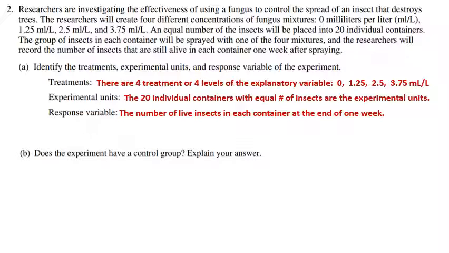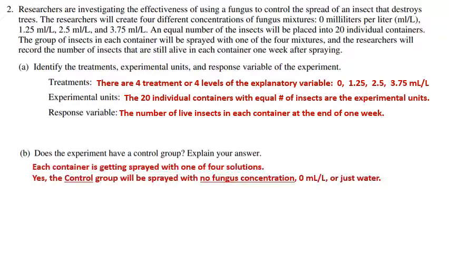Part B, does the experiment have a control group? Explain your answer. Clearly, yes, it does have a control group. Each container is going to be sprayed with one of the 4 solutions. The control group in this case is the one that has 0 concentration, 0 milliliters per liter, or just water. The control group's important here because maybe just putting the insects in the containers tends to kill them, right? So maybe being contained within a container will kill some bugs. So the control group will allow us to see what happens to bugs that aren't sprayed with anything but are just in the container.